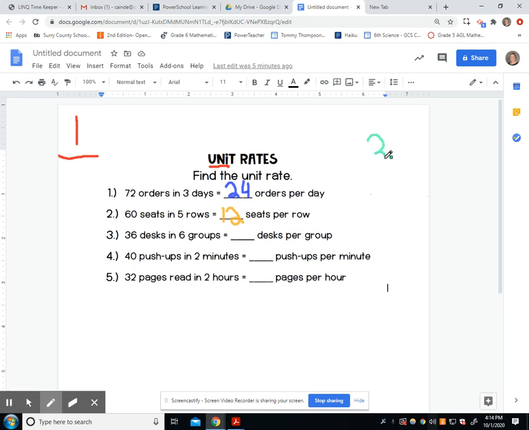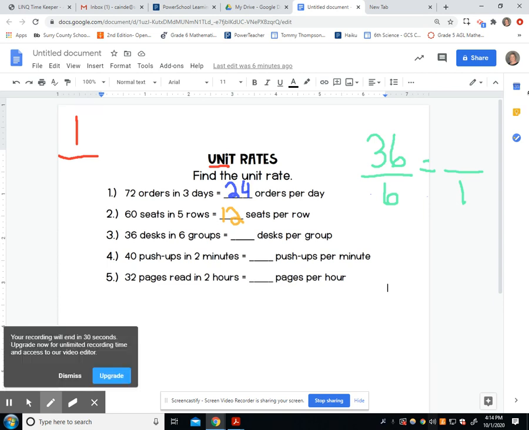Problem number 3, we have the ratio 36 desks in 6 groups. So I know that the ratio of desks to groups is 36 to 6. What a unit rate wants me to find out is how many desks would there be in 1 group. Okay, so the way that I do that is I say 36 divided by 6, and that equals 6. So in 1 group, there would be 6 desks.